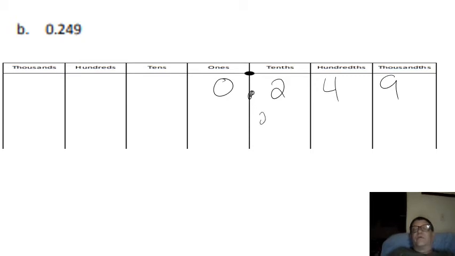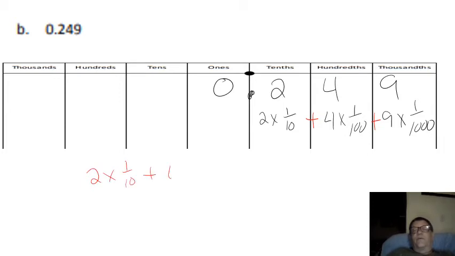So I'd go 2 times 1/10 and 4 times 1/100, 9 times 1/1000ths. Now the only thing we have left to do after this is we have to add the place values together. So we end up with 2 times 1/10 plus 4 times 1/100 plus 9 times 1/1000ths.